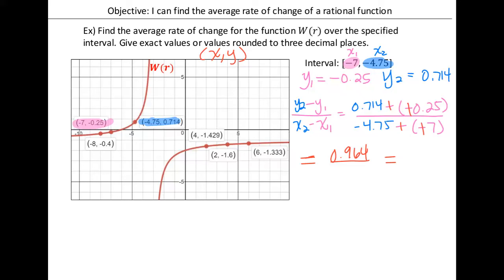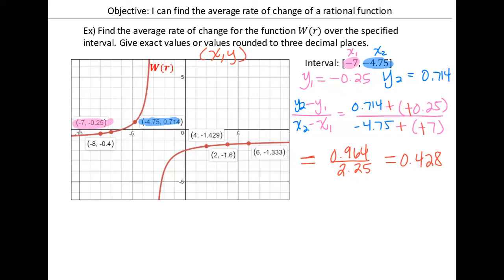Over 2.25. 2.25? Did you guys all get that? Yes? All right. And then for the final answer, what did you get, Jose Gonzalez? 0.964 divided by 2.25. 0.428. Does it stop there?